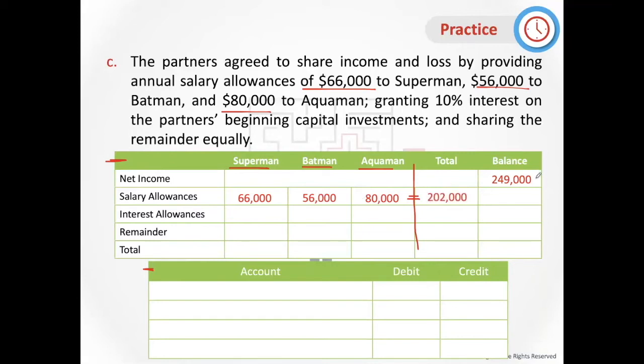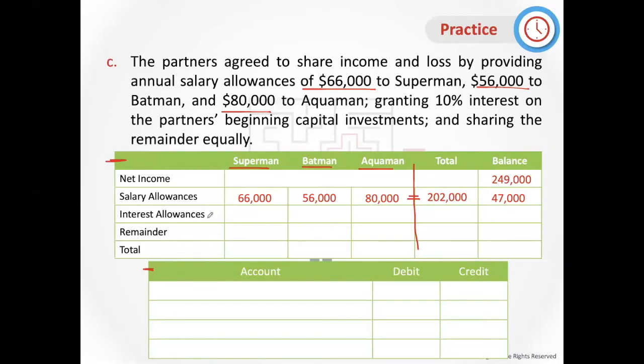We have $249,000 to split up. So far, we've given out $202,000. What's the balance? That would be how much is left after we gave out the salary allowance. $249,000 minus $202,000 would be $47,000. That means we have $47,000 left to give out.